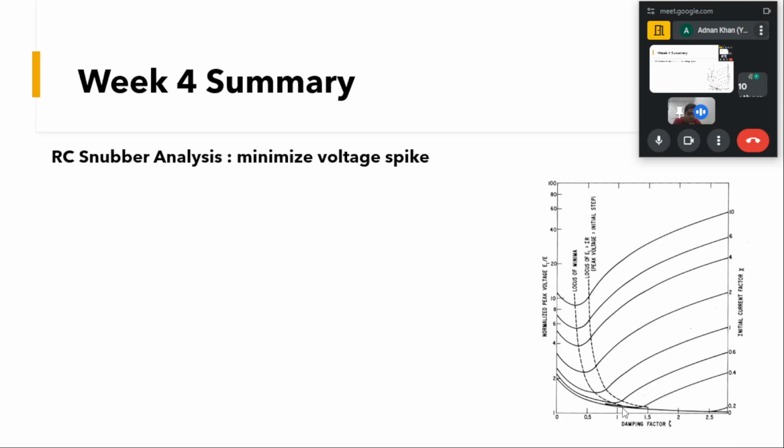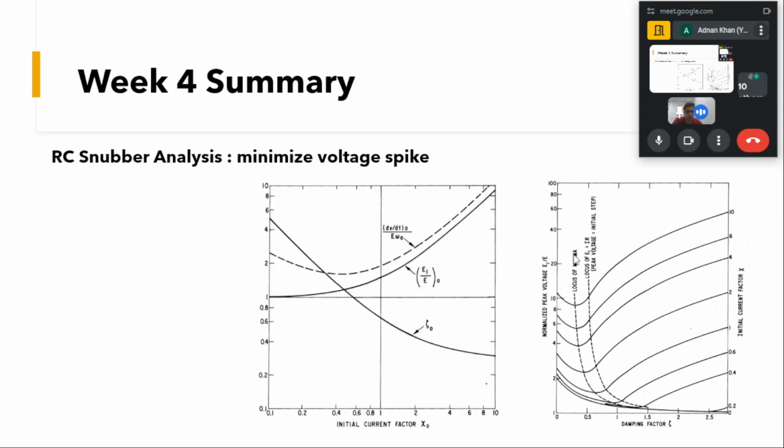If you can see, there is a minimum point for different initial current factors for this normalized peak voltage as we change this damping factor from 0 to 2.5 and so on. In a similar fashion, for a certain xi, if we increase the chi value, then we have a different normalized E1 by E voltage. So what is done is that these minimum point voltages are plotted here in this graph.